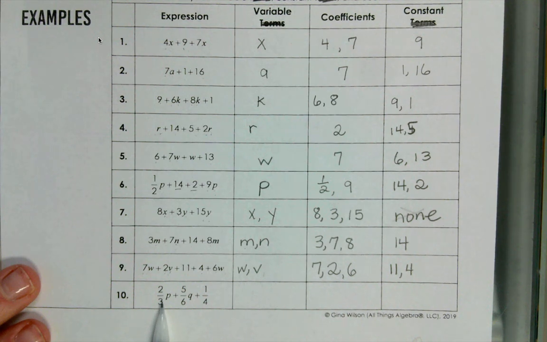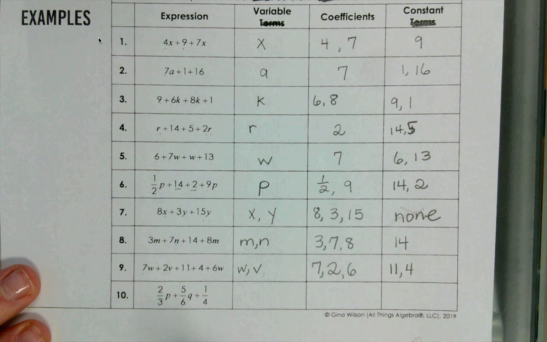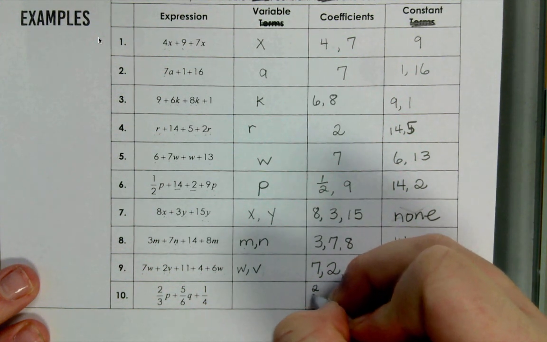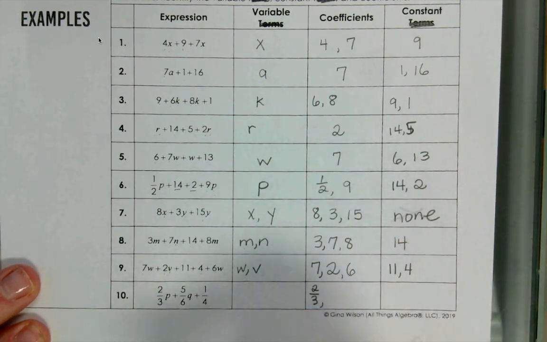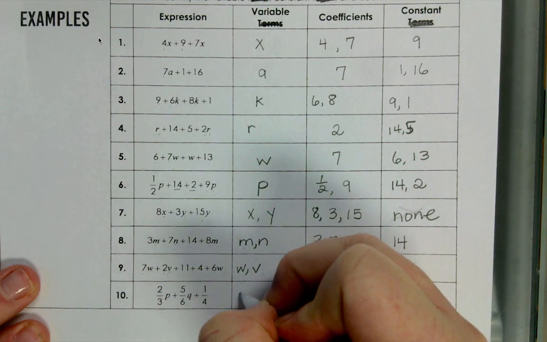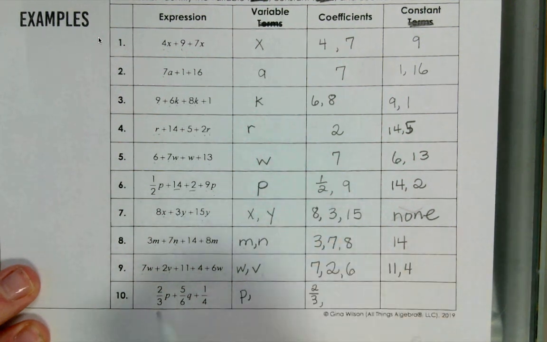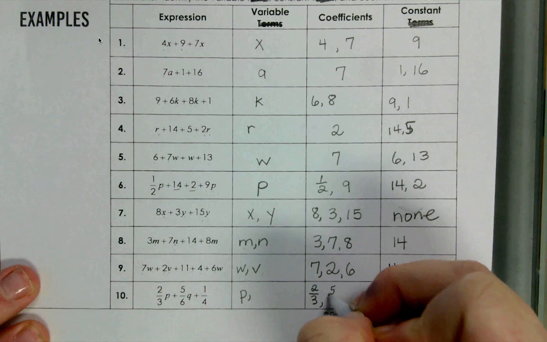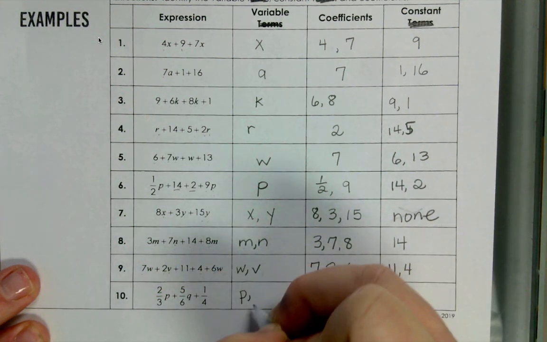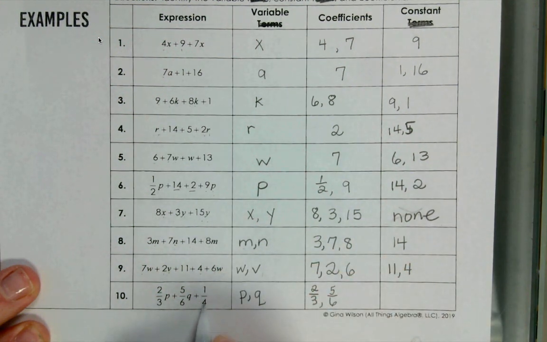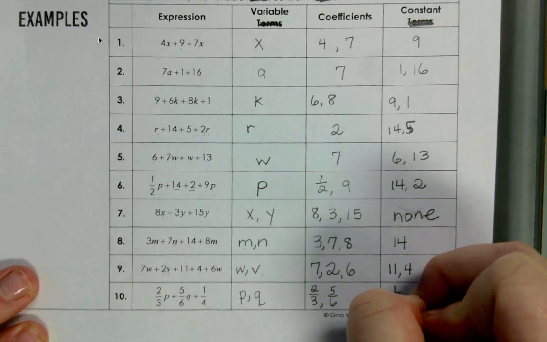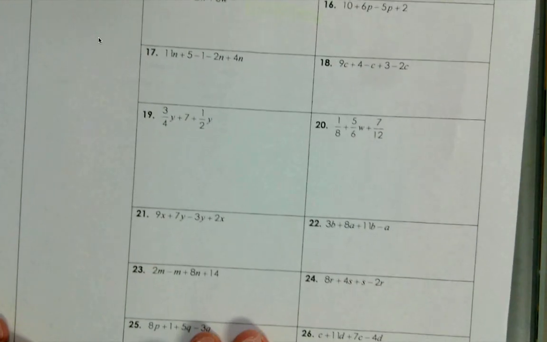Then I have 2/3 p plus 5/6 q plus 1/4. So 2/3 is a coefficient. P is a variable. 5/6 is a coefficient. Q is a variable. And then 1/4 all alone, it's a constant. Value never changes. Okay, turn it over. Okay.